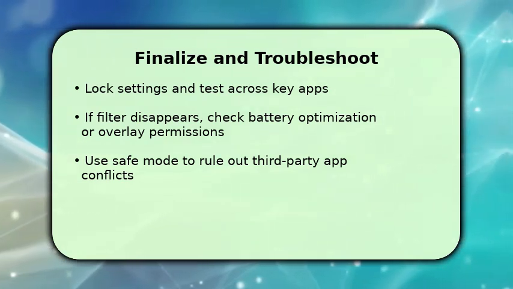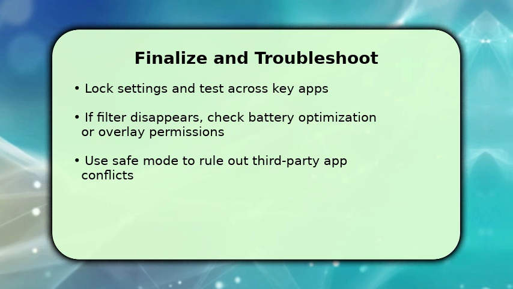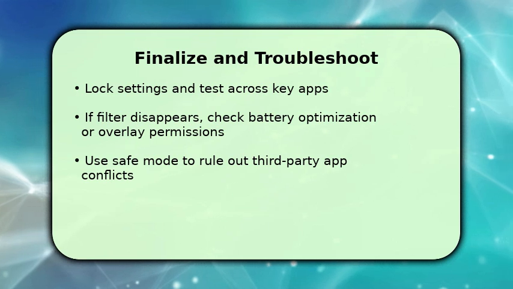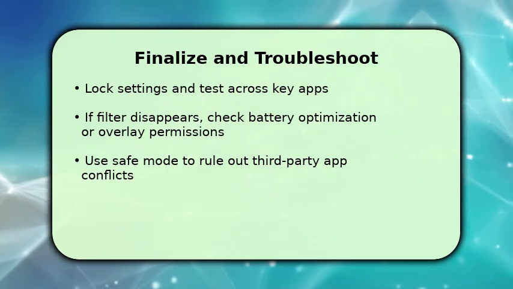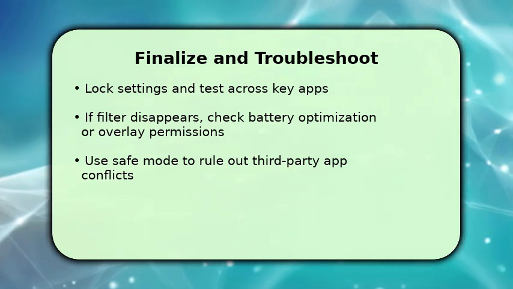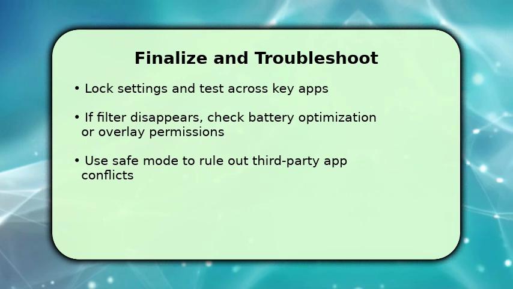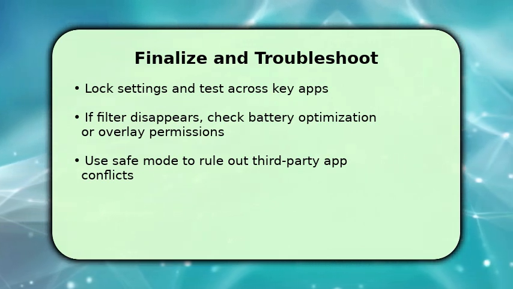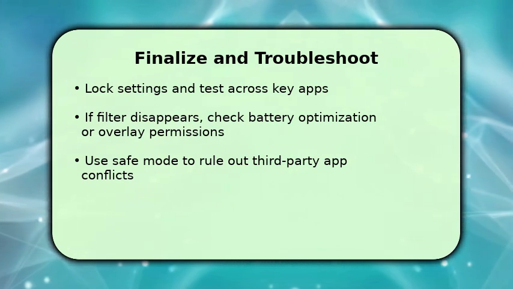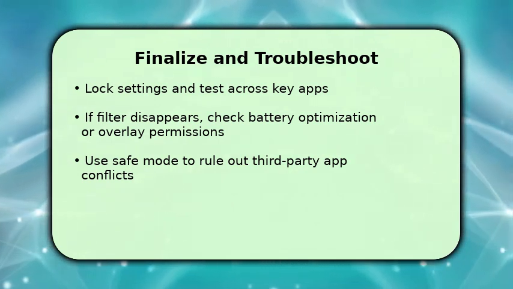If the filter resets or disappears after reboot, check battery optimization and allow the accessibility or overlay permission to run in background. Android can kill services to save power. If visual anomalies persist, reboot into safe mode to rule out conflicting apps, and only then consider a third-party screen filter. One key tip: if colors flicker, toggle the filter off and on to refresh the GPU handling.